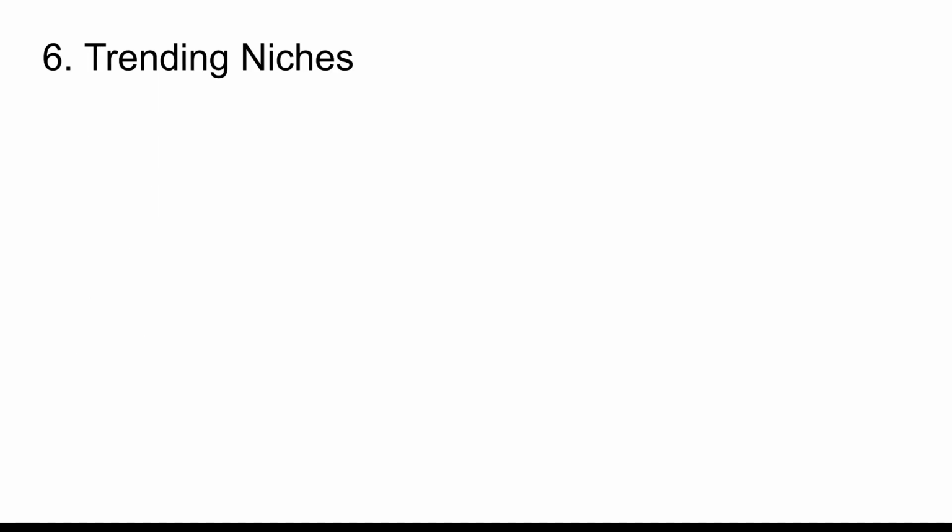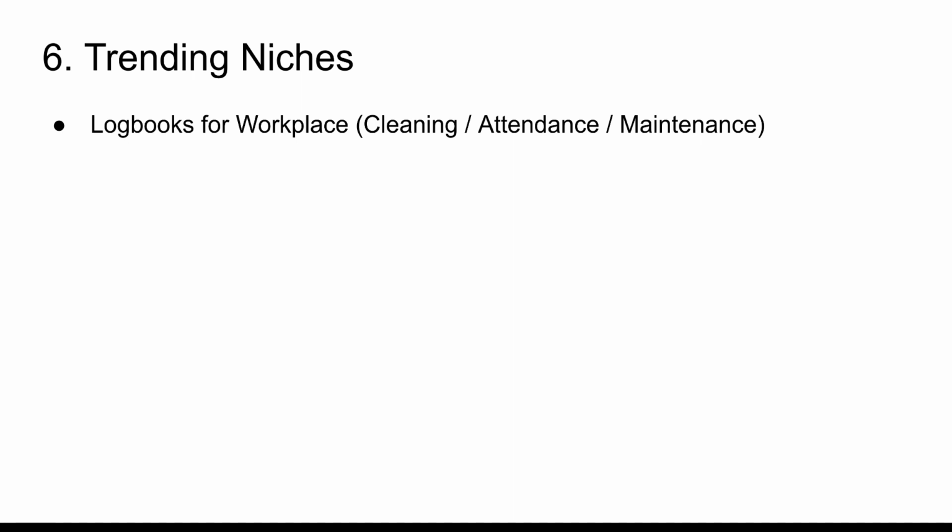Trending niches, there's all different ones. Some of these are popular, some of them might need a little help, but things like logbooks for workplaces. Now, I've put cleaning, attendance and maintenance because at the moment people need to be doubling up on the cleaning and attendance. In certain restaurants and cafes and different places, especially in the UK, we are doing something called track and trace. So if somebody becomes infected with COVID, they need to ring the different places where they need to state that they were.